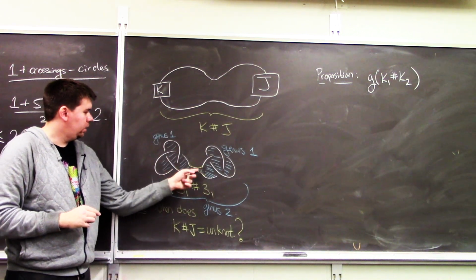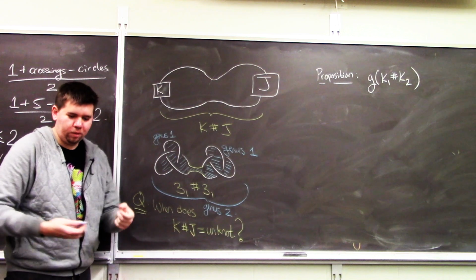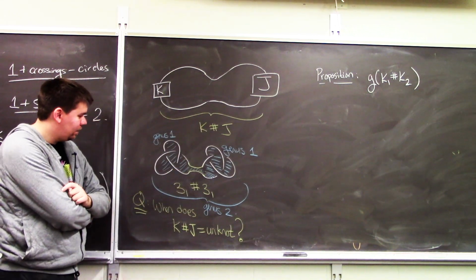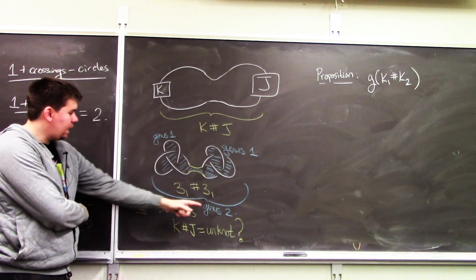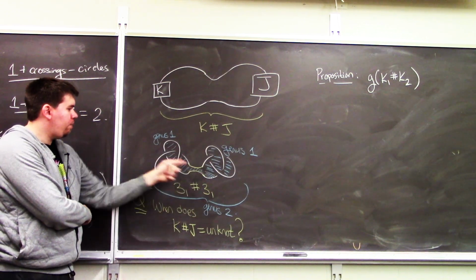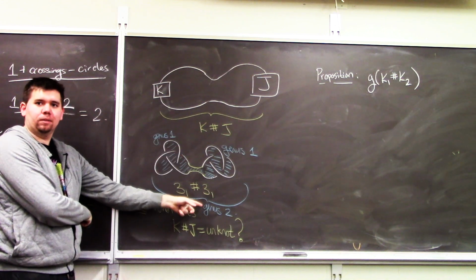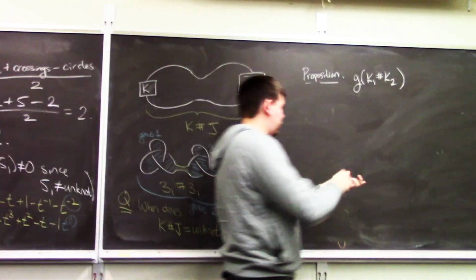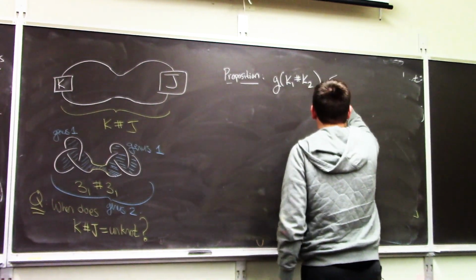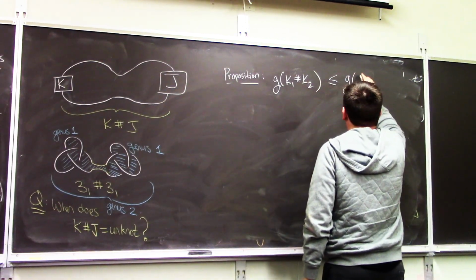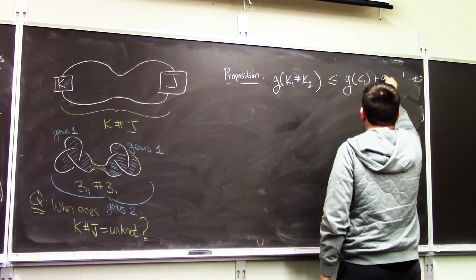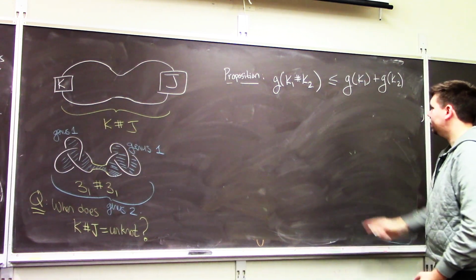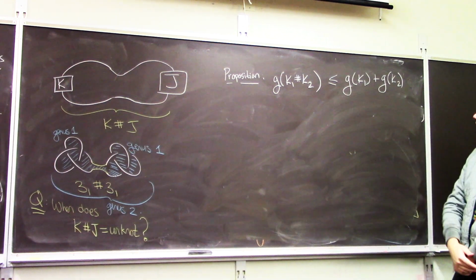Because it's genus 1, merged with this genus 1. So it's like if you combine two donuts, you get a donut that has 2 holes in it, so it's genus 2. So exactly analogous to that. But that's just one possible surface. Maybe there's some surface here of smaller genus for this combined knot. So we just know that this guy has at most the genus of the first guy plus the genus of the second guy. So that's what we've argued so far.